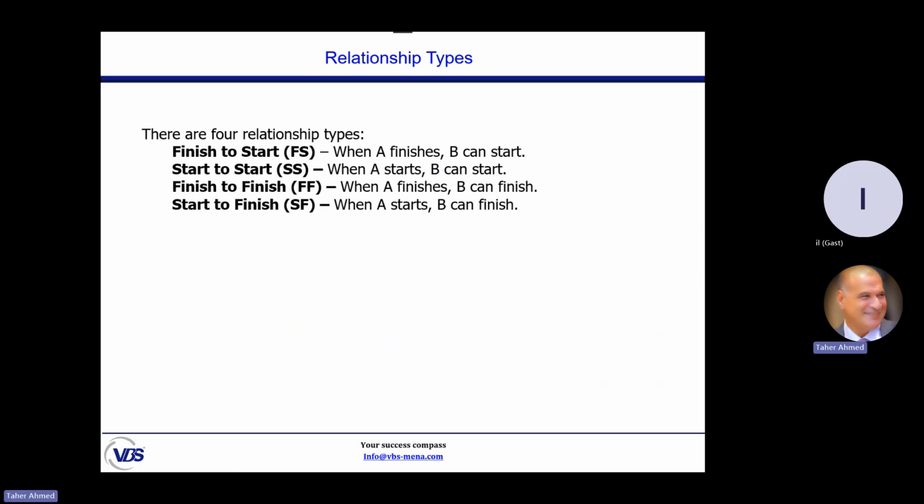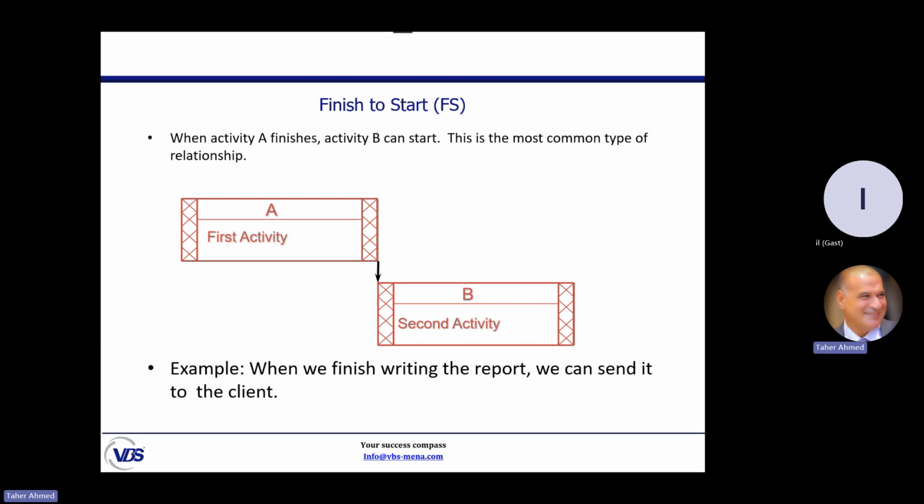We need also to provide the relationship. I believe that you know the relationship. We will not take time on this. Do you know the 4 types of relationship? Finish to start, start to start, finish to finish. Here it is. This is finish to start.